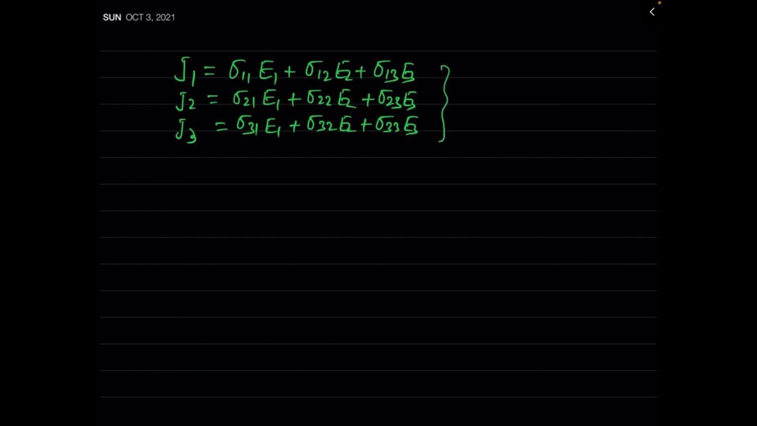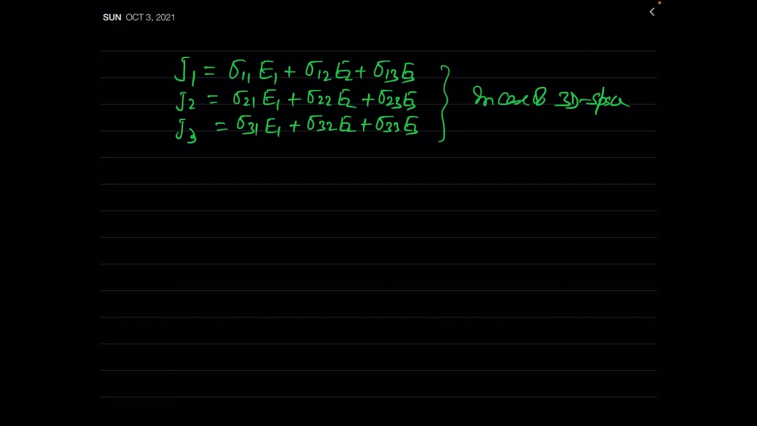And this result holds in case of 3D space, the Euclidean 3D space, or you can say the ordinary three-dimensional space. The x, y and z components of the current density vector, that is J1, J2, J3, are linearly related to all three components of the electric field vector E1, E2, E3 by this linear relationship, you can see.